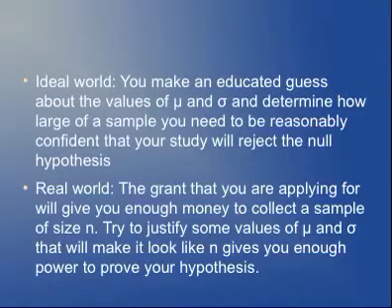And what really happens is down at the bottom, that you're applying for a grant, you have a budget for your grant that will give you a sample of size n. So you make up some values of mu and sigma that will make it so that miraculously a sample of size n is exactly what you need to reject your null hypothesis.